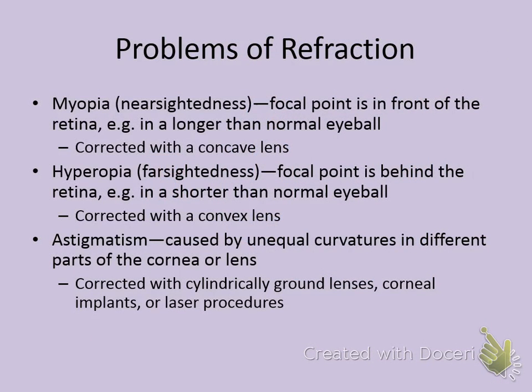Now, we have different things that people have. How many people are nearsighted? Okay, that means that the focal point is in front of the retina and your eye is longer than normal eyeball. So if you have glasses or contacts, they are concave lenses. It changes the way they are. So nearsighted, then we have hyperopia, which is farsightedness. The focal point is behind the retina, and I'll show you what that means in a minute here. And we give convex lenses.